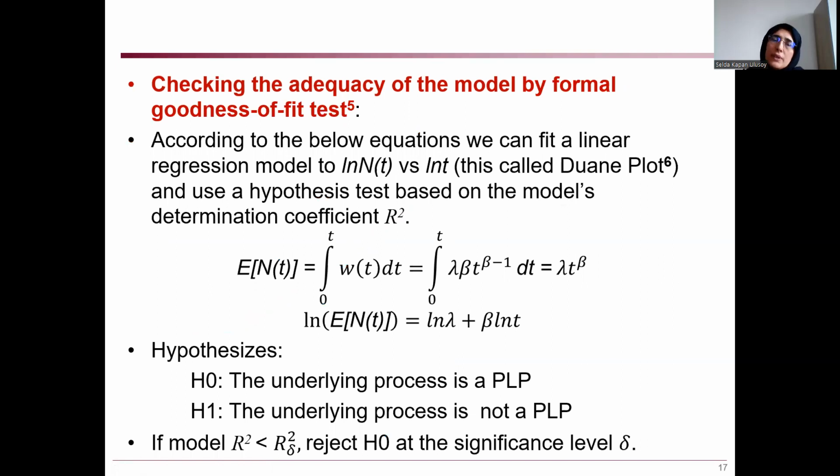Now we will use the formal goodness of fit test. How are we going to do this? If you look at the equations below, you can see that we can fit a linear regression model to ln N(T) versus ln T, because the expected value of N(T) equals lambda T to the beta. So if we take the natural log of the values, we get the equation below, which is linear.